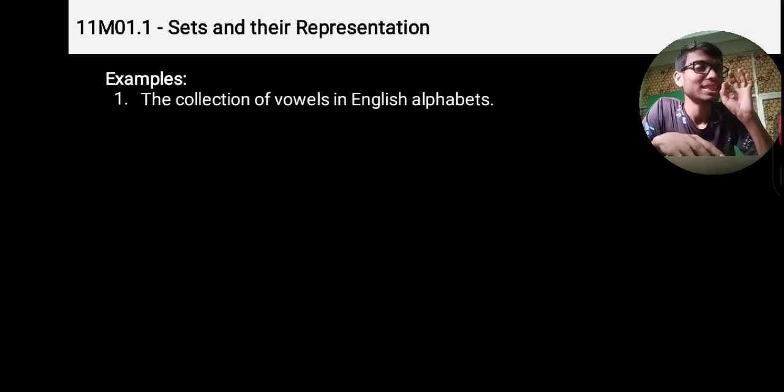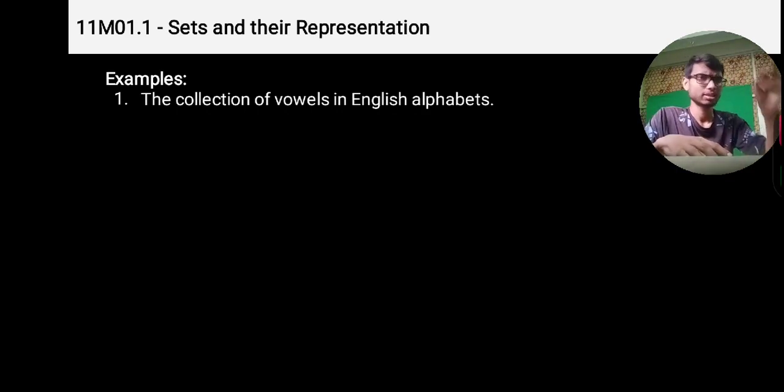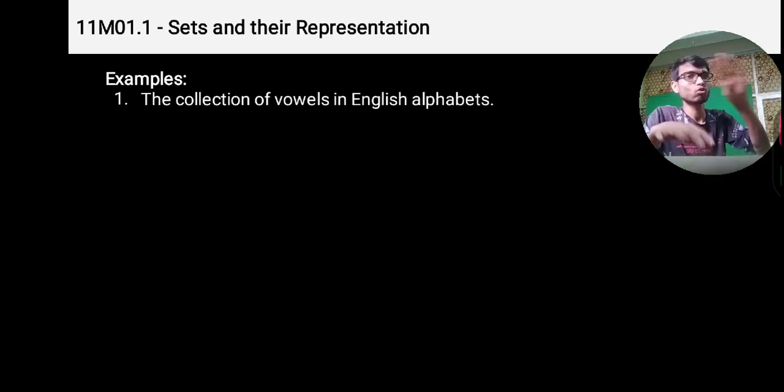Now how to write it as a set? We write set A is equal to, and remember a set is represented by curly brackets. All elements are surrounded by curly brackets. Remember. So set A is equal to, then curly brackets, then all five vowels, and we write each element separated by a comma: a, e, i, o, u. Then close the curly brackets. That's it.